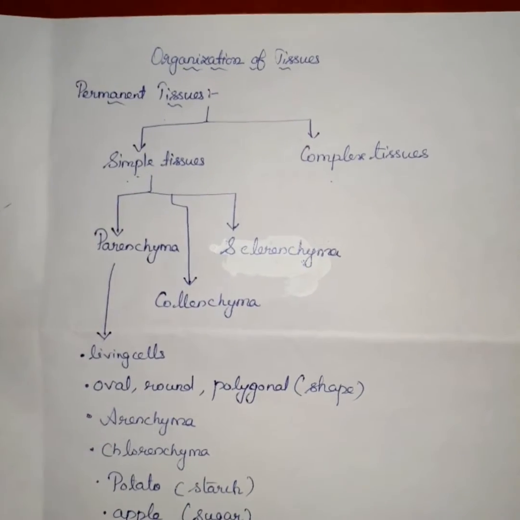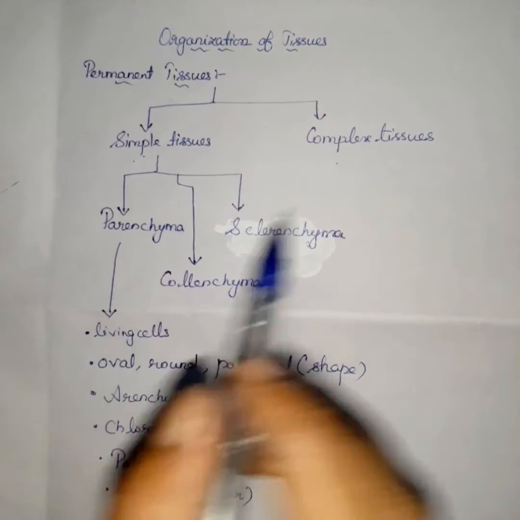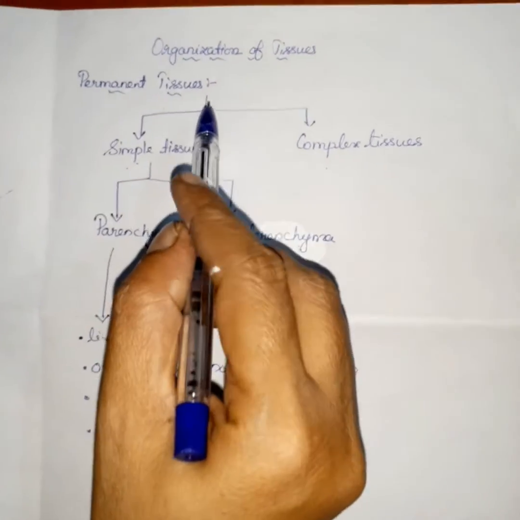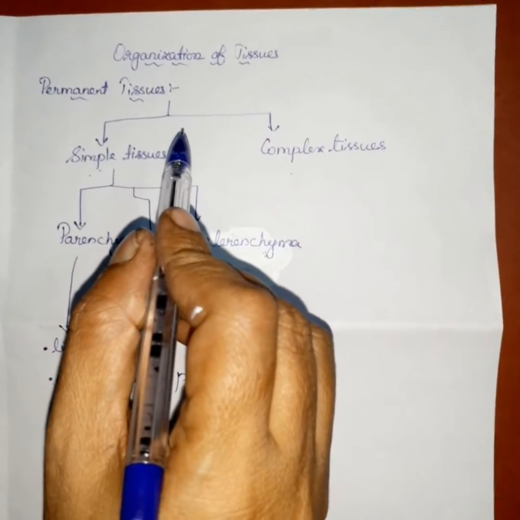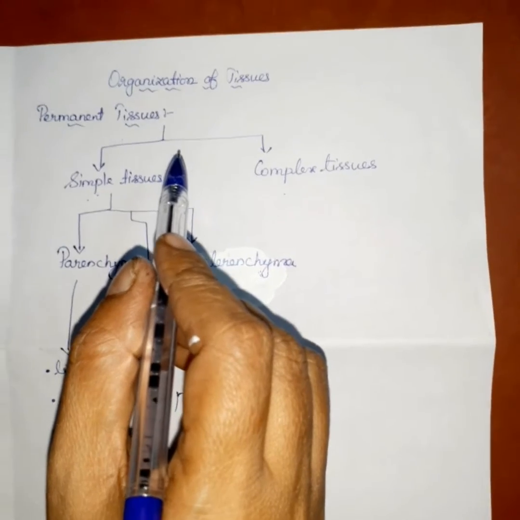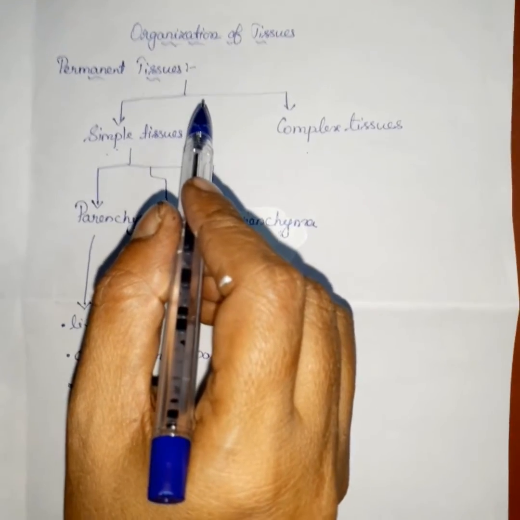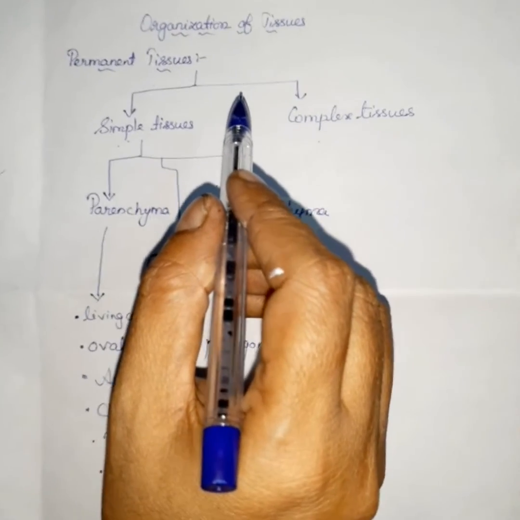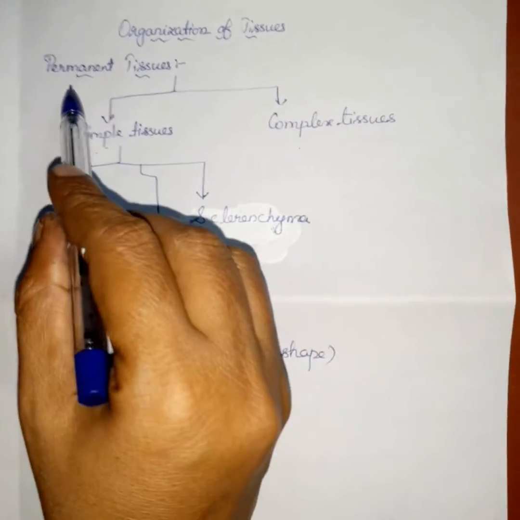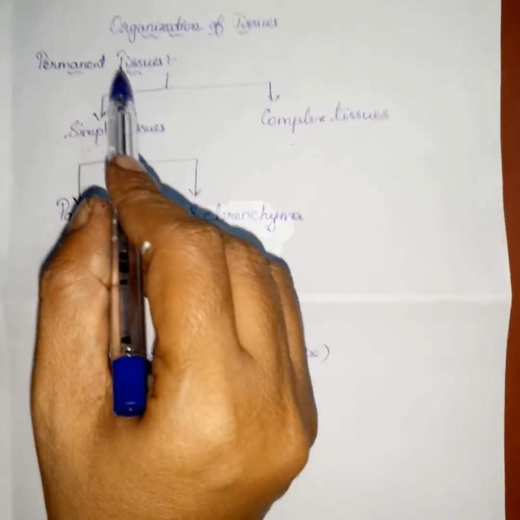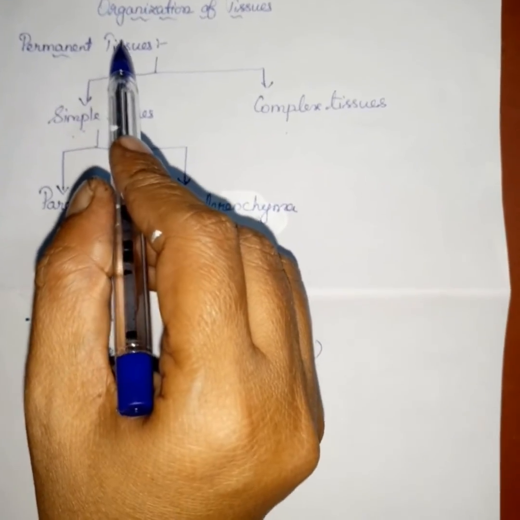Good morning students. Today the topic is permanent tissue. In the previous class you studied the types of meristems. What are the three types of meristems? Apical meristems, intercalary meristems and lateral meristems. Now you are going to study the permanent tissue. Here the growth has stopped.